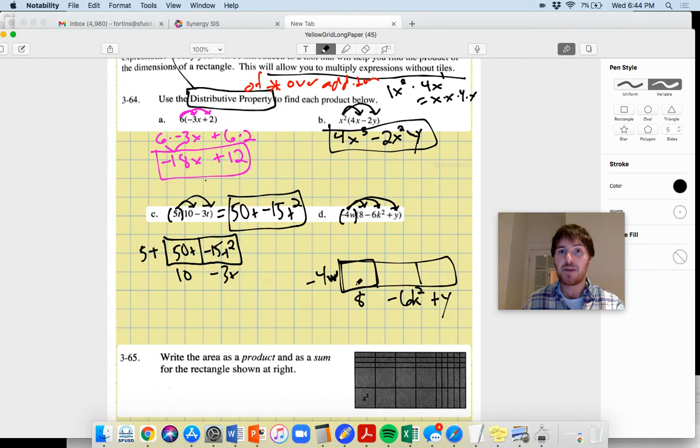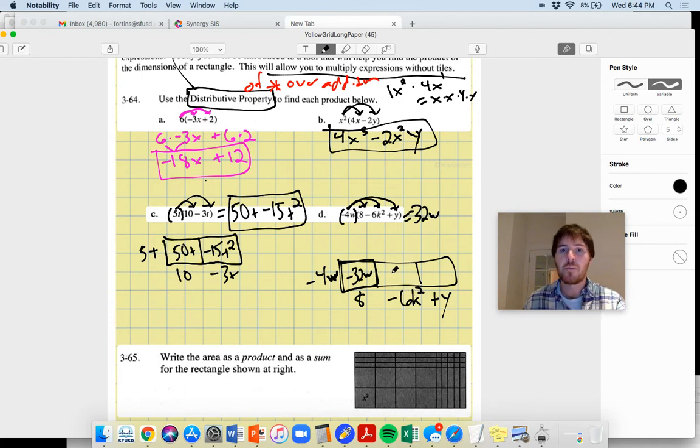Okay, so what's our area of this one? It's 8 times negative 4w. That's negative 32w. Again, negative 4 times 8 is negative 32. W times w to the 0th power, it's still just w, right? W to the first times w to the 0th, just w, okay? So the first term that we're going to have here after we multiply is going to be negative 32w.